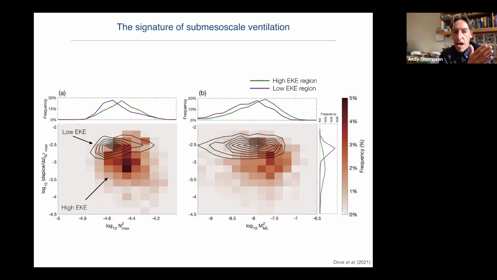And if I integrate now over in the horizontal direction, you get these curves on the right, which is essentially just a PDF or a histogram of the strength of that vertical gradient in spice. And what you see is in the high eddy kinetic energy region, you have this much, much weaker vertical gradient in spice across the base of the mixed layer, which we think is a signature here of a much more effective ventilation of the surface waters in this standing meander region.